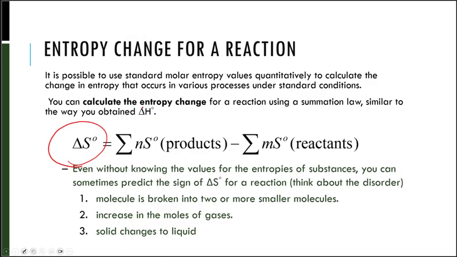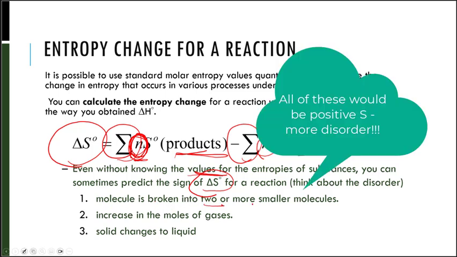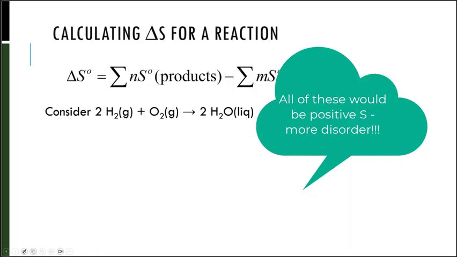We do calculate delta S the same way by looking at the sum of the products, and the stoichiometric value of the products comes into effect here, minus the sum of the reactants. Again, we need to know those stoichiometric values. Even without knowing the values of entropies, you can sometimes predict the sign of delta S for a reaction. If, let's say, a molecule is broken into 2 or more smaller molecules, if there's an increase in the moles of gases from reactants to products, and if we can see that a solid changes to a liquid, we can say, oh, then that entropy will be a positive value.